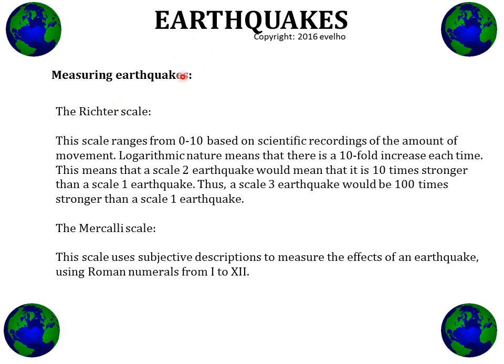Now, measuring earthquakes, we use the Richter scale or the Mercalli scale, but the Richter scale is much more common. This is a scale that ranges from 0 to 10 based on scientific recordings of the amount of movement. Its logarithmic nature means that there is a tenfold increase each time. This means that a scale 2 earthquake would be 10 times stronger than a scale 1 earthquake. Thus, a scale 3 earthquake would be 100 times stronger than a scale 1 earthquake. So there are massive gaps between each number on the scale.